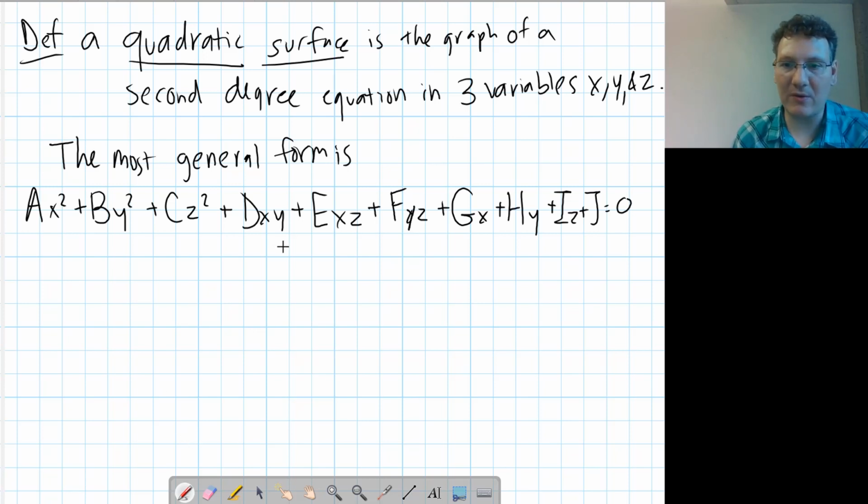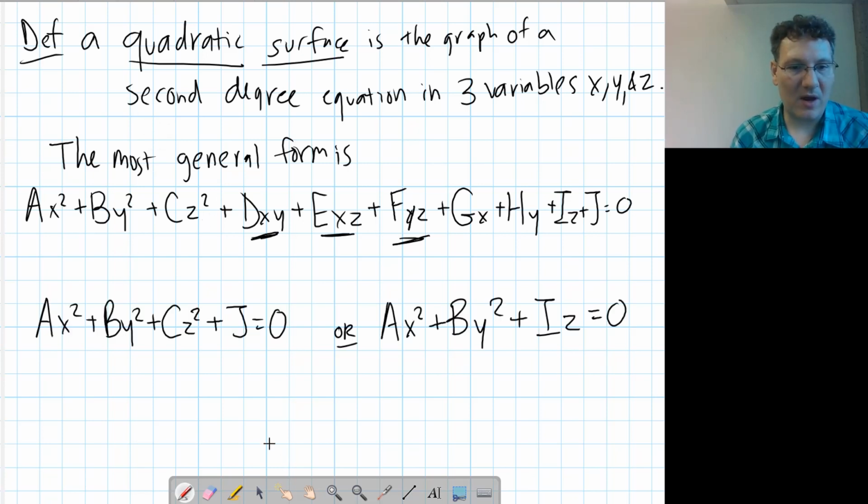Now, this is bigger than we're ever going to use. The combined terms, the dxy, the exz, and the fyz, really have the effect of a rotation, what's called an affine rotation. It's like rotating it in 3D space. However, if we're able to undo that by rotating it, we can actually translate all quadratic surfaces into one of 2 forms: either ax squared plus by squared plus cz squared plus j equals 0, or ax squared plus by squared plus iz equals 0.